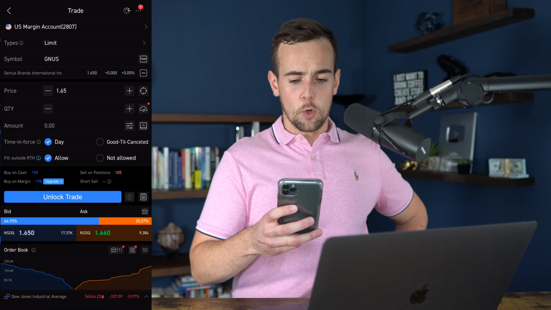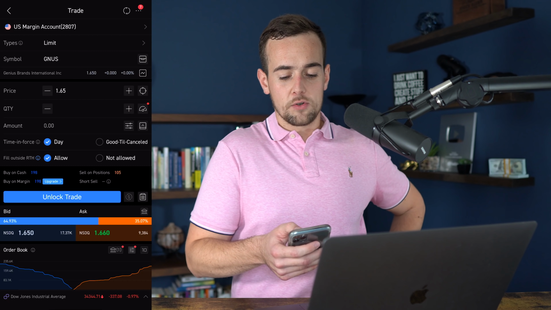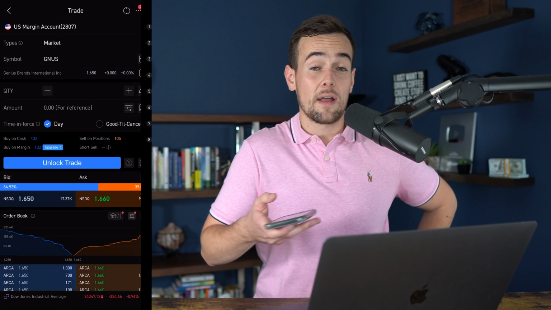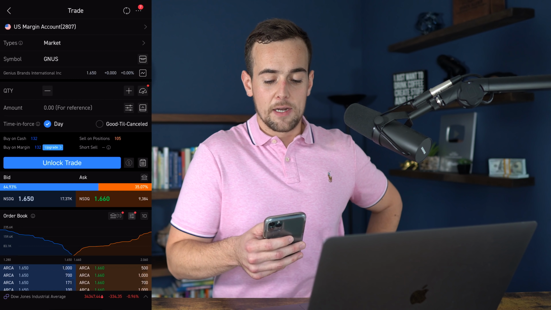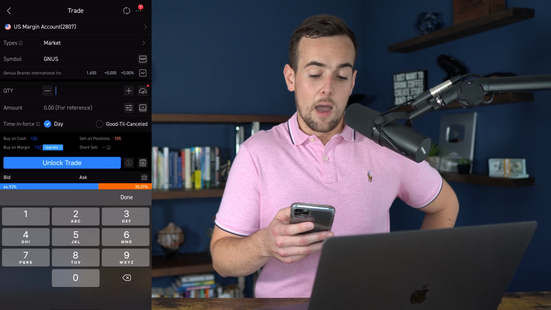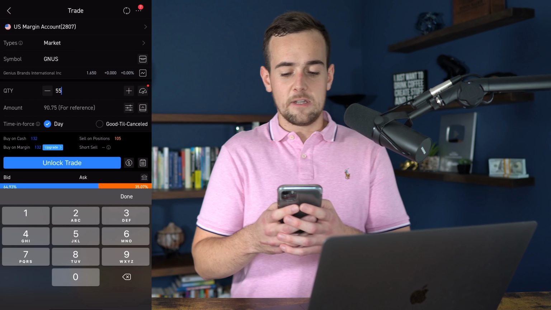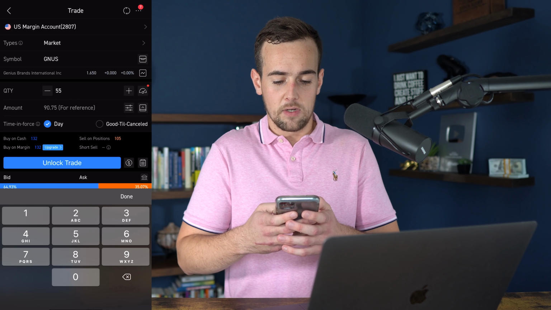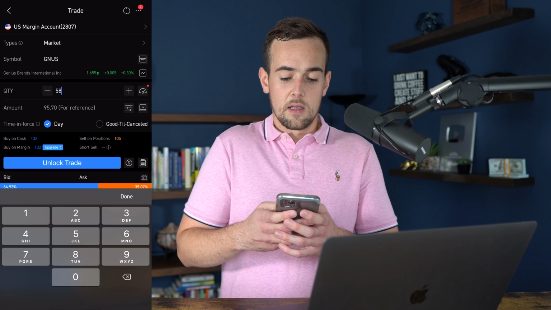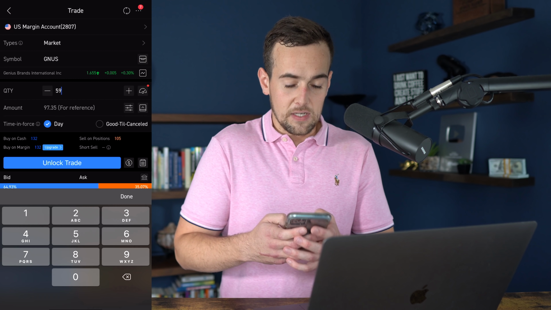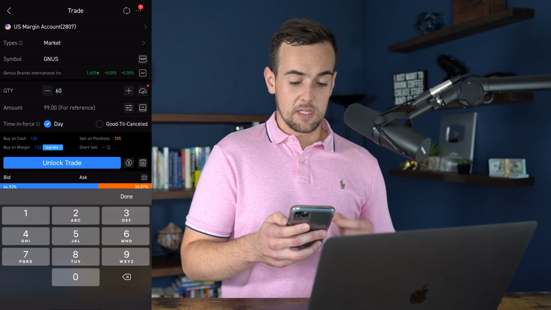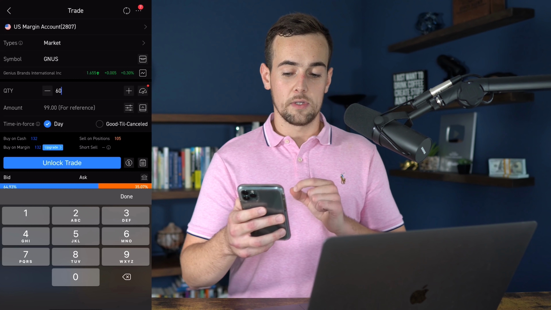What we're going to do now is purchase $100 worth of Genius Brands. So we're going to click on the orange trade button, and then we're going to do a market order because we want this order to fill immediately. And in terms of the quantity here, we're just going to do somewhere close to 100 shares. So let's just start off with like 55. That puts us at 90.75, so maybe we'll do 58, 59. Let's try 60 shares. That's $99, and we're looking to have this be a day-only order.